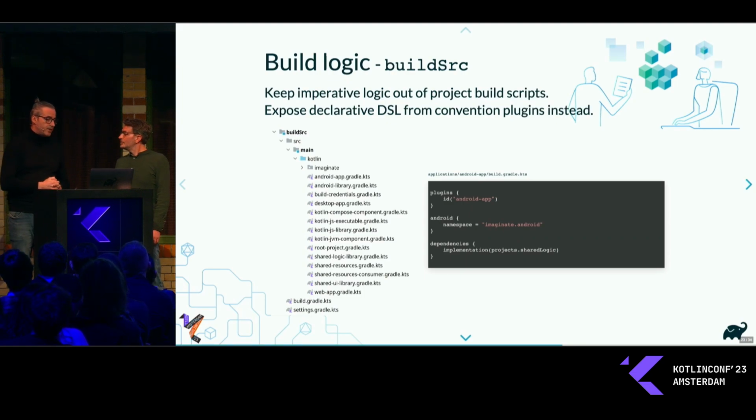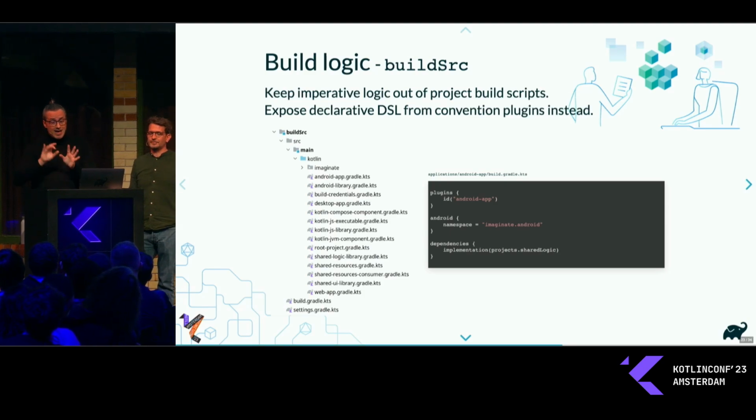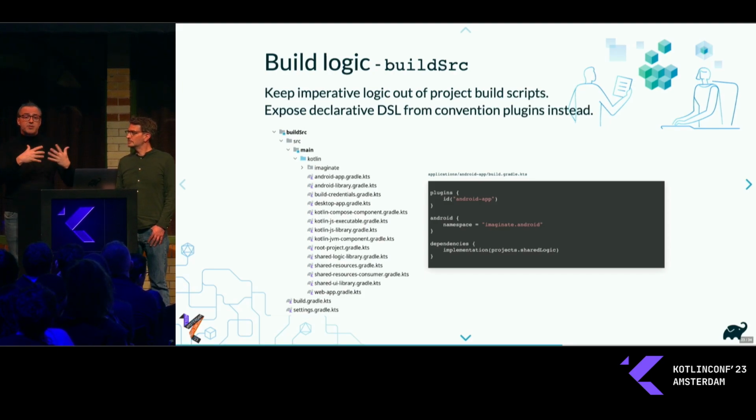Yeah, I guess the main message here is you should keep imperative logic out of your project build scripts. Move your imperative logic to convention plugins, or if you prefer to work with Kotlin classes, you're free to do that. Convention plugins have the benefit that they do all the registration for you. Basically, the plugin ID is derived directly from the file name. So all you have to do is put a Gradle KTS file in your main source set for Kotlin, and you have a plugin, and you can start applying that in your build.